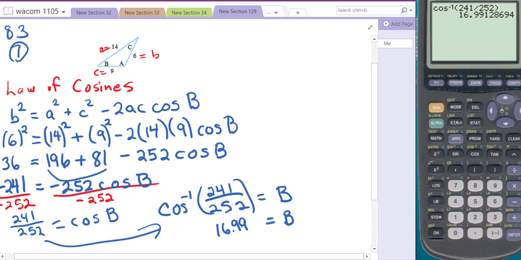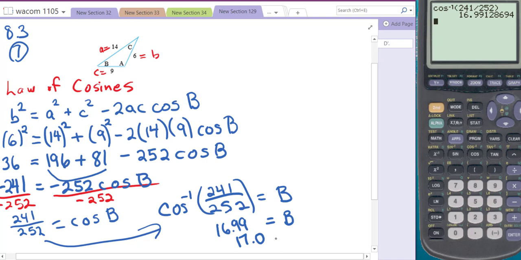And let me check and see in the question. They asked to round to 1 decimal place as needed. So to 1 decimal place, this would be 17.0. All right, so 17.0. Right, that is going to be angle B.